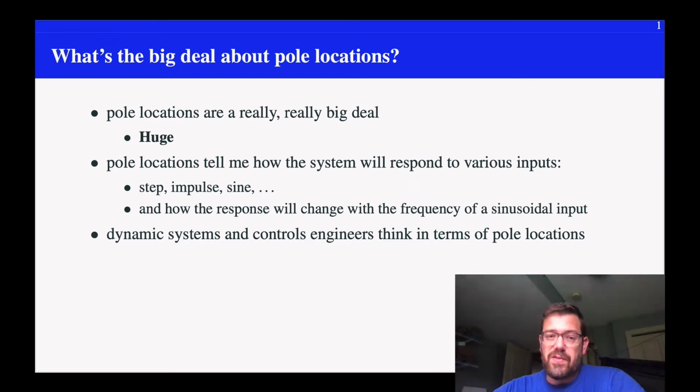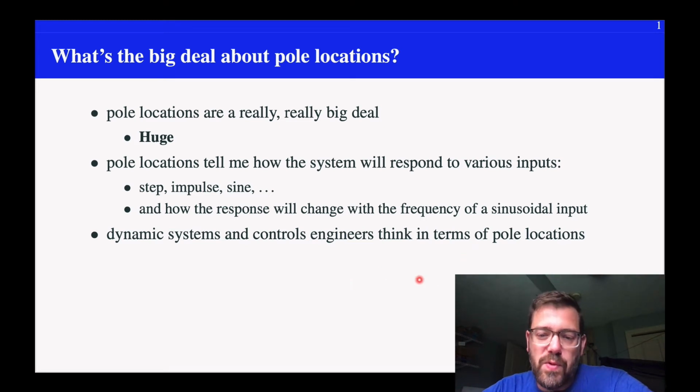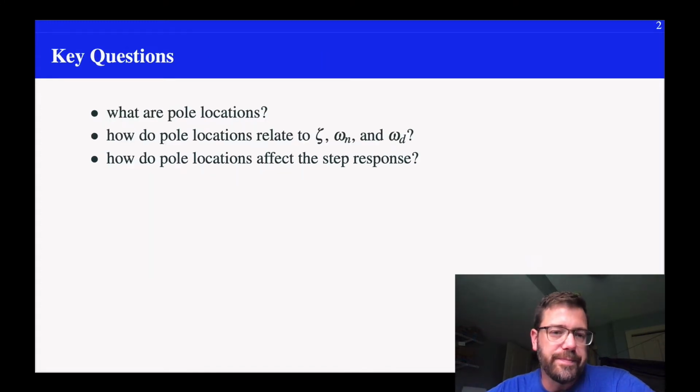Pole locations tell us a lot about a system and how it's going to respond to various inputs, be they step, impulse, or sine wave of various frequencies. And as the frequencies change, the pole locations tell me how the system is going to respond. So dynamic systems and controls engineers think in terms of pole locations. This is just a really important foundational thing.